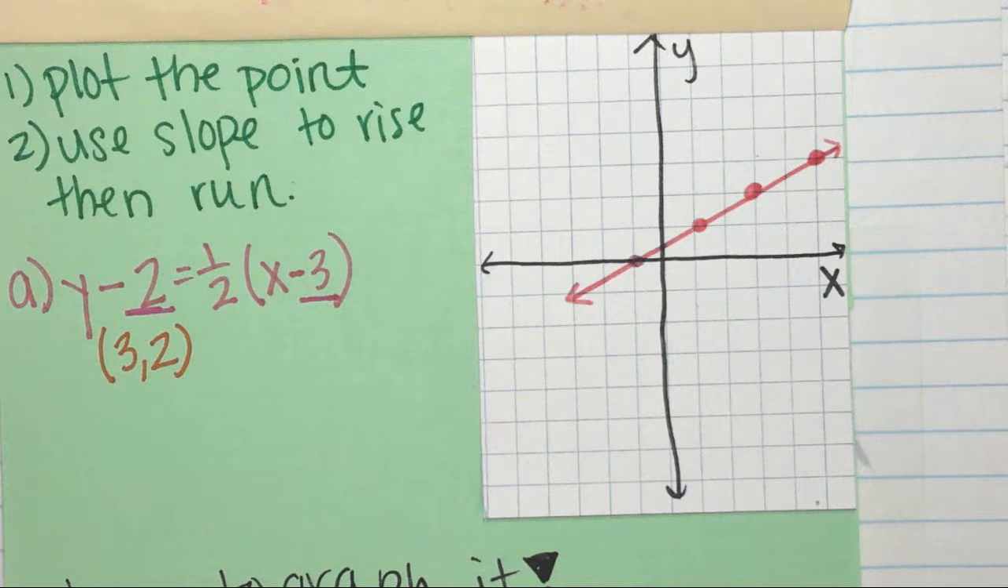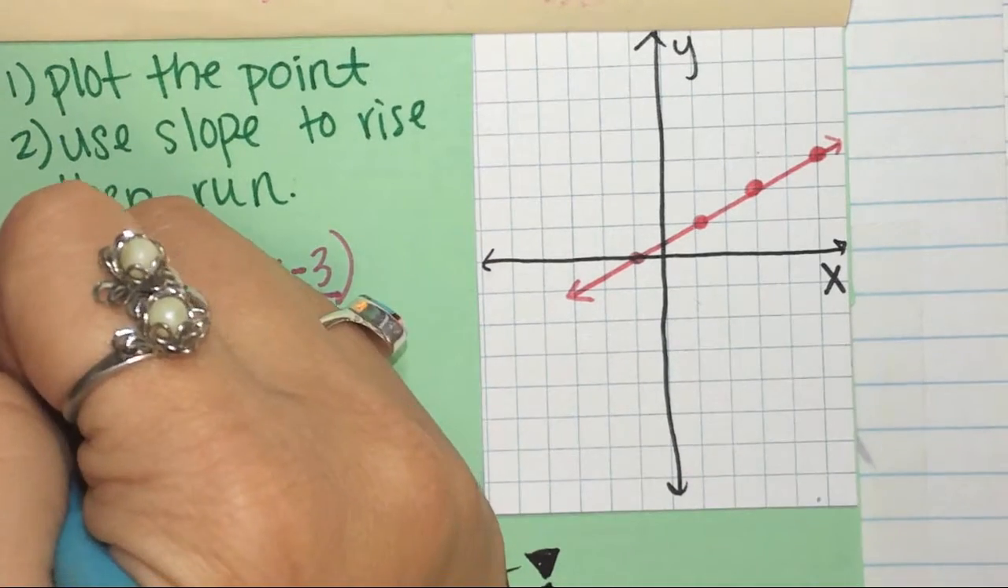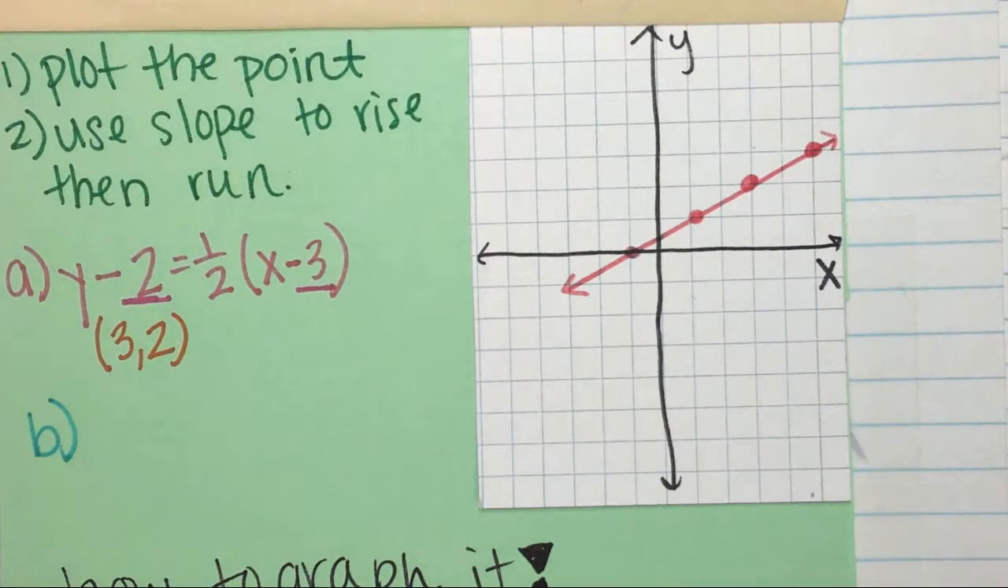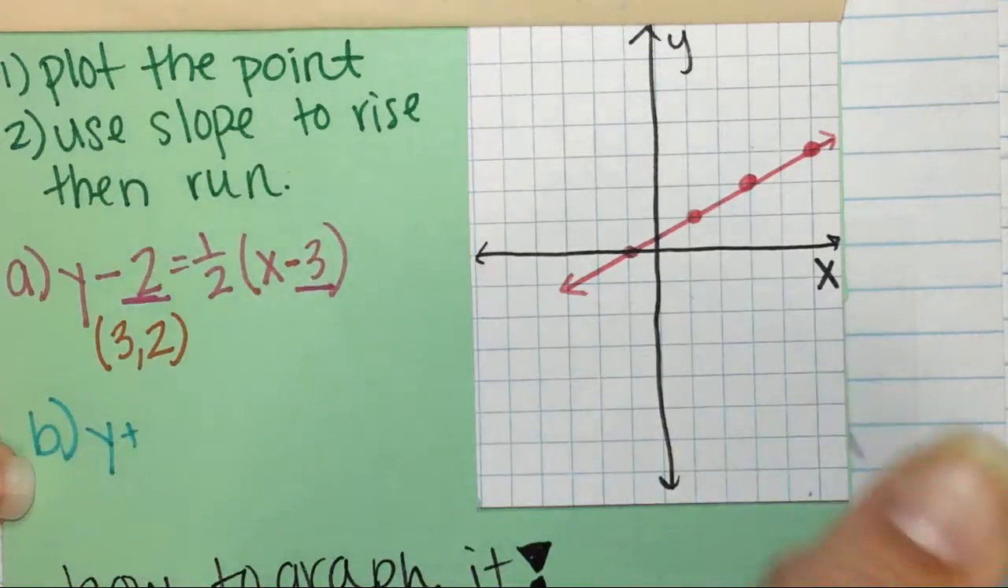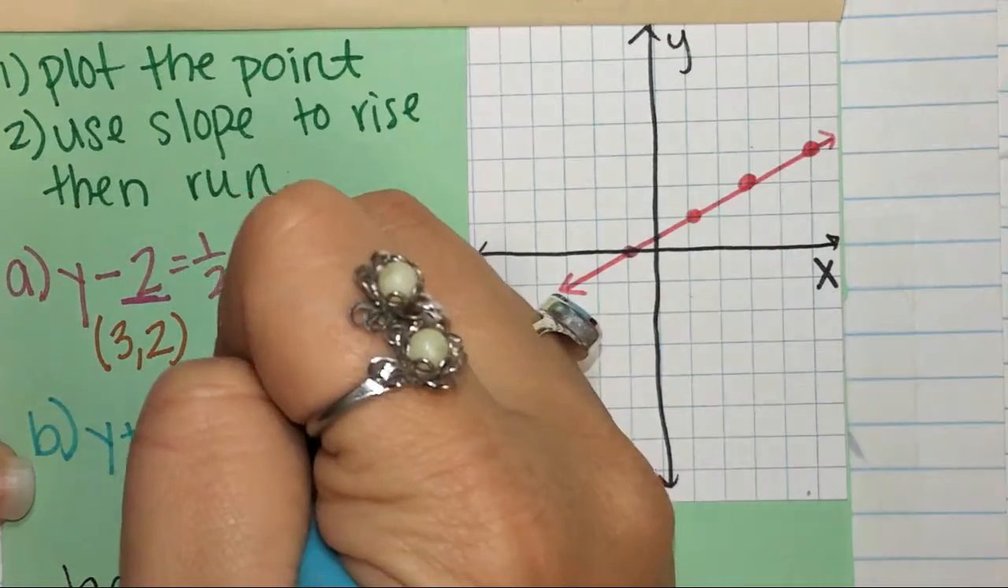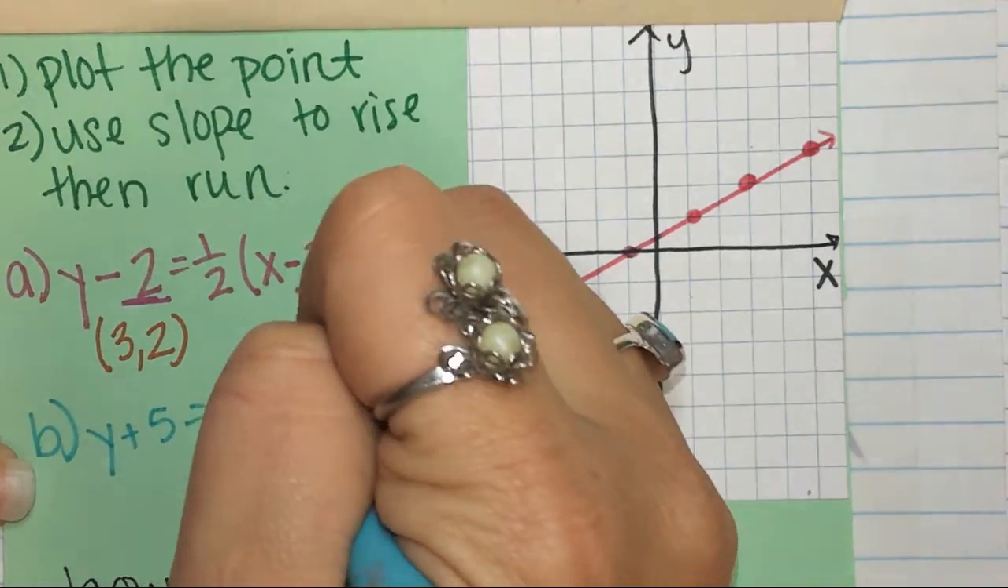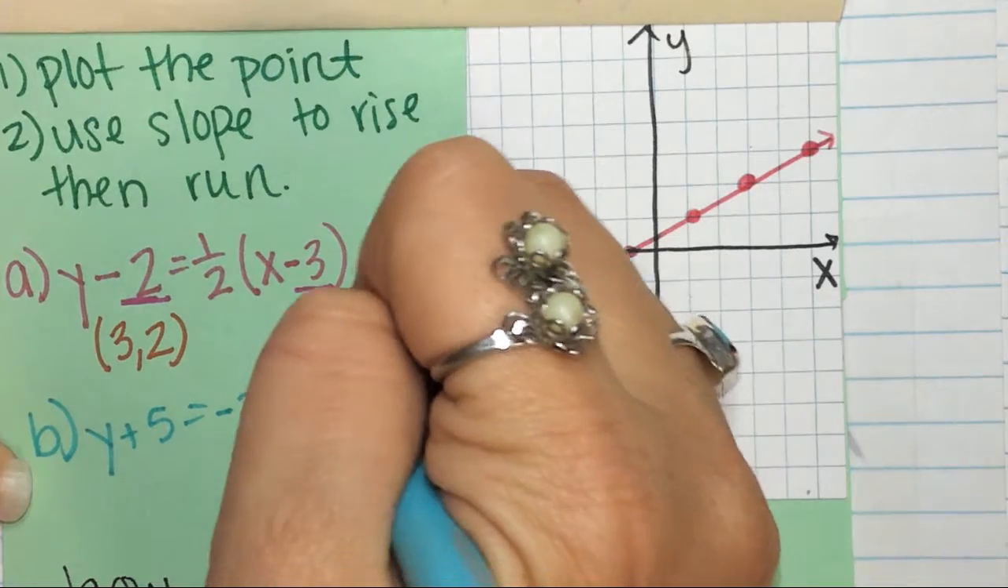Yes? Wait, so if it was positive 3, would it be negative 3? Yes. Okay. And we're about to do one that has that. Just so we can practice. We may graph 3 lines. Alright, so this one says y plus 5 equals negative 2 times x plus 3.